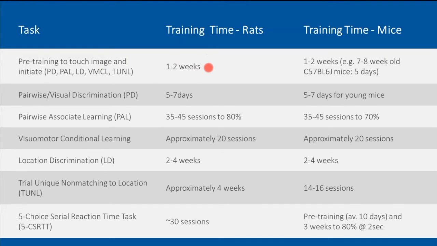This typically takes 1 to 2 weeks, but once you've trained for one task, you don't need to repeat the whole procedure for the other tasks. You will see that on the whole, training times are very similar for both rats and mice.